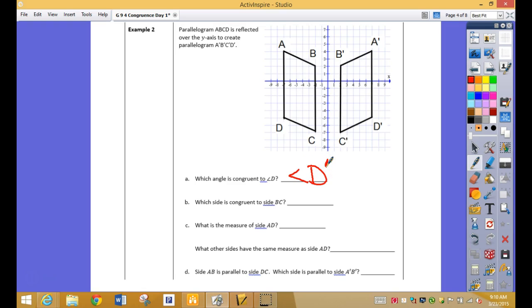Which side is congruent to BC? All right, so BC is what? Side B prime, C prime.